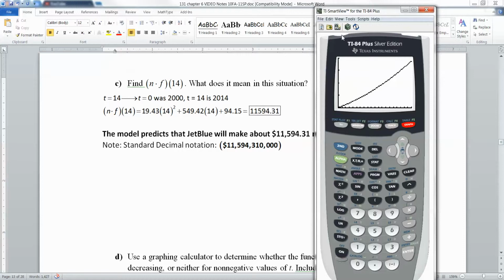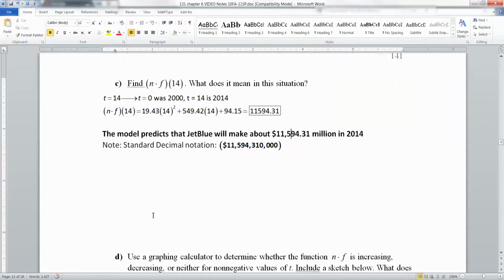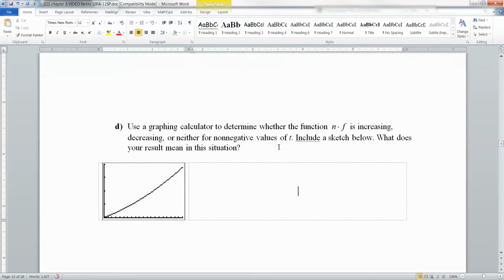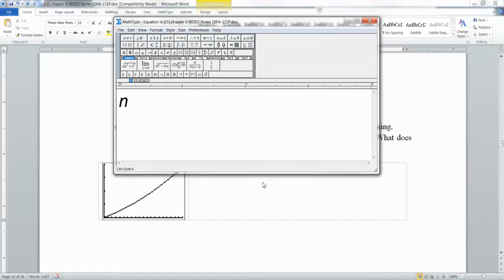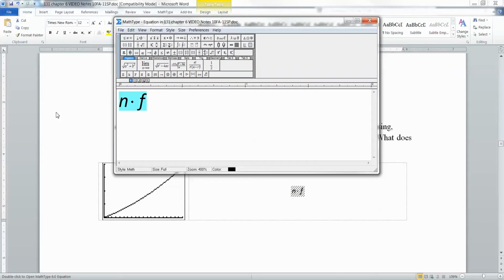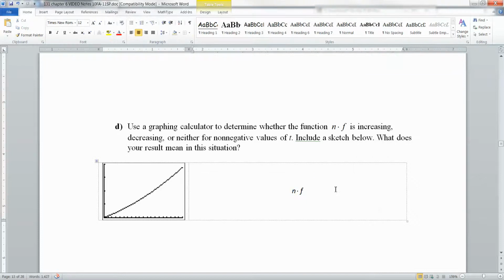And there you go. That's what it looks like. So we'll draw a quick sketch of that to show, right? That's how you show your work. Now, let's answer their question. They said graph on a calculator, did that, to determine whether the function n times f is increasing. Okay, so n times f of t, well, that's right. N times f is increasing. Increasing, for sure. Okay, so hopefully we can all see that.